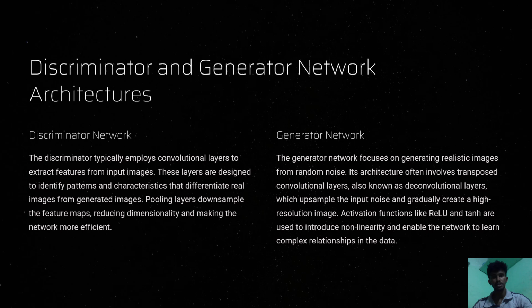The next one is the discriminator and generator network architecture. The discriminator typically employs convolutional layers to extract features from the input images. The generator network mainly focuses on generating realistic images from random noise. Its architecture often involves transposed convolution layers, also known as deconvolutional layers, which upsample the input noise gradually to create a higher resolution image.